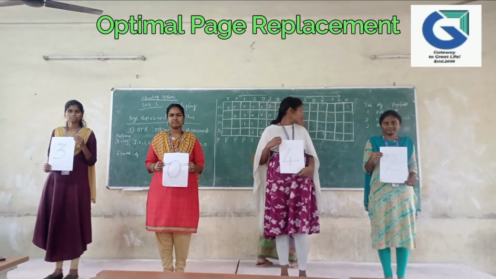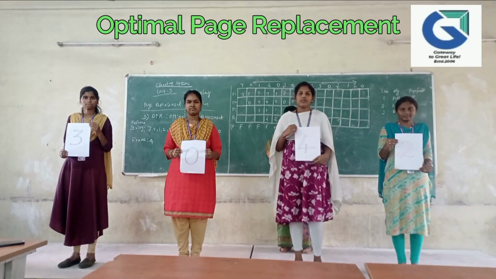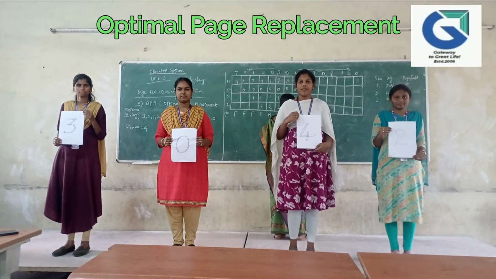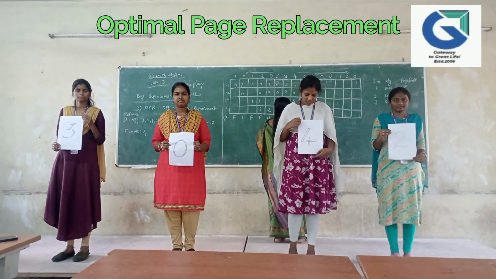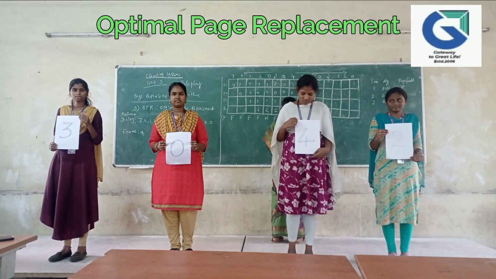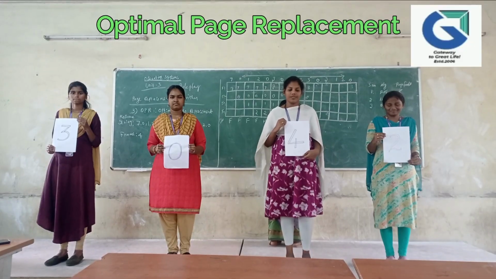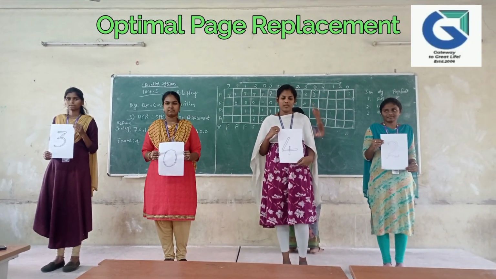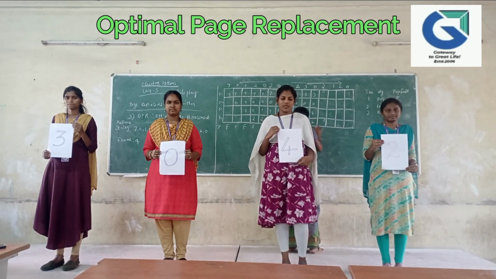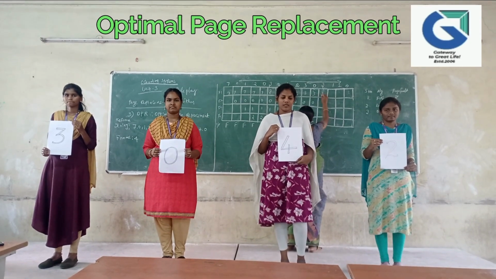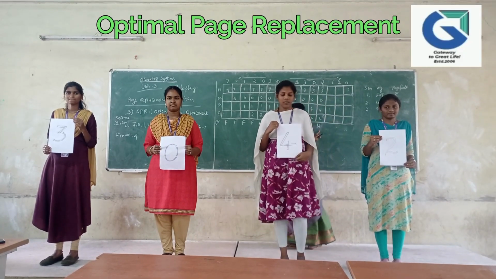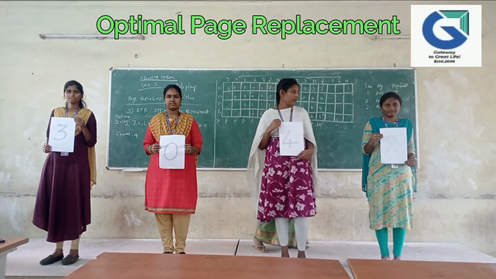Right. Then next one, 2. Is 2 there or not? Available. So we keep it as it is. That is a hit. Then 3. 3 is available, so we keep it as it is. Then 0. 0 is available. Hit. Then 3. 3 is available. Hit. Then 1. 1 is not available.